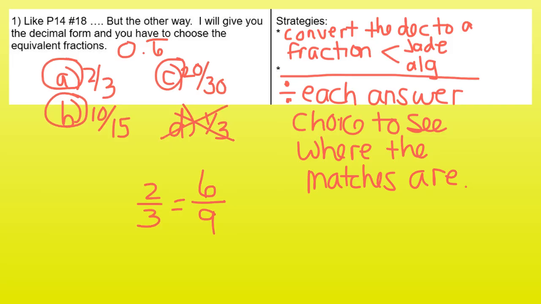So I want you to make sure, if you can do Jade's pattern or algebra, go for it. And if you can find equivalent fractions, yay, but if not, you can use that fraction bar as a division sign and divide each answer, numerator divided by denominator, to see where the equivalent decimal is. There's going to be more than one answer.